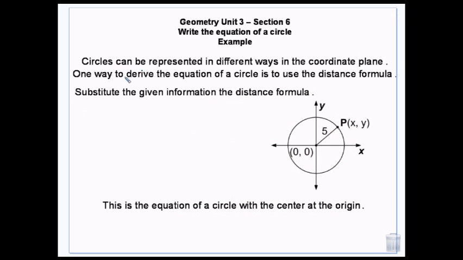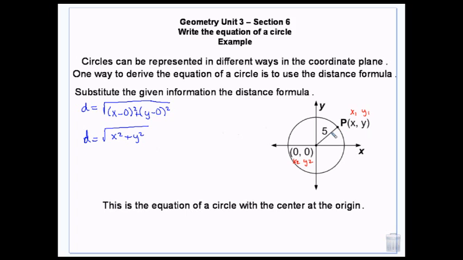Okay, so what we do is we take this x, y and we call this x1, y1, and we call this x2, y2. And if I plug that into the distance formula, the distance would then be equal to the square root of x squared plus y squared.